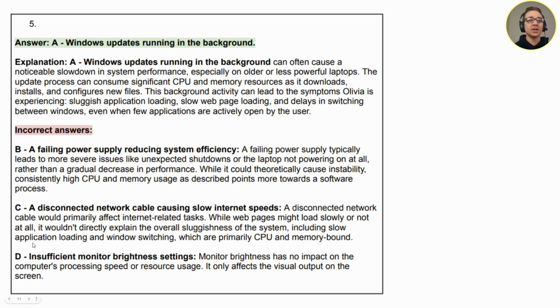D, insufficient monitor brightness settings. There was nothing in this question about screen brightness, a lack of visibility. It was about system performance. Okay, so that shouldn't have even been considered as an option there. Hopefully we got that one right.